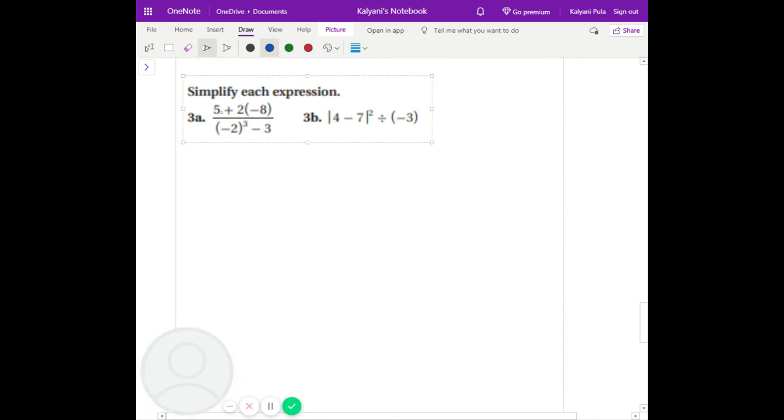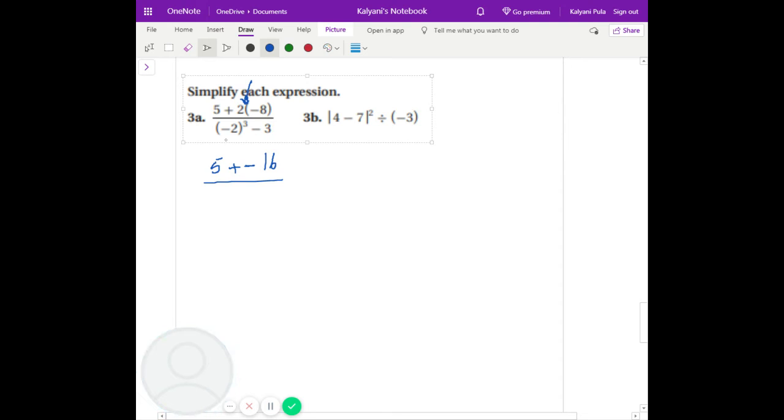Okay, let's check it. All right, so on top, I see a multiplication right here. So that's what I'm going to do first. See, the parentheses means multiplication, so that's what we need to do first. So let's do multiplication. I'm going to do 5 plus, positive times negative is negative, and then 2 times 8 is 16, over.